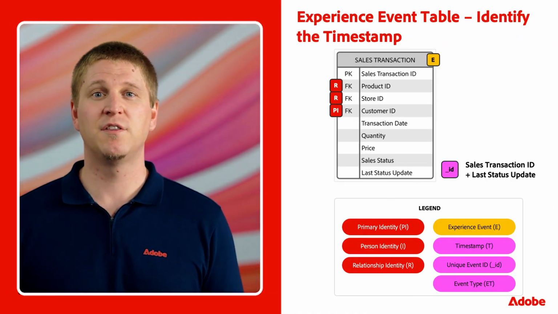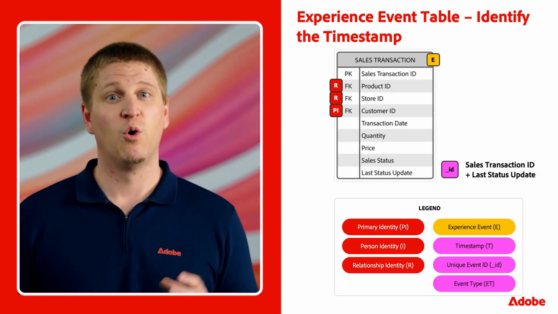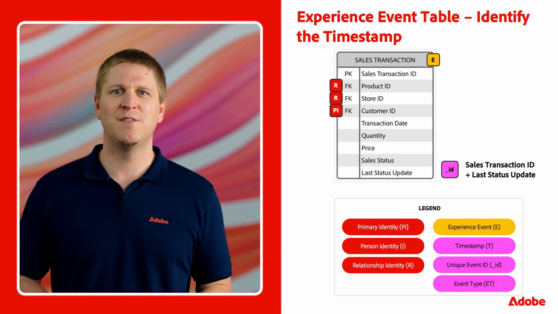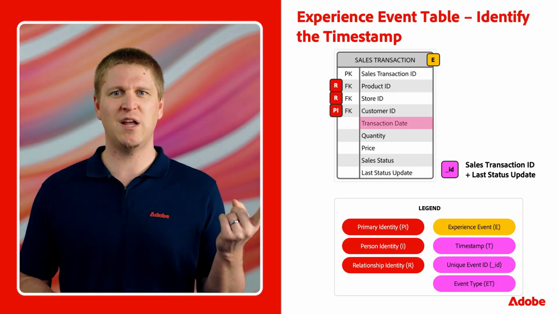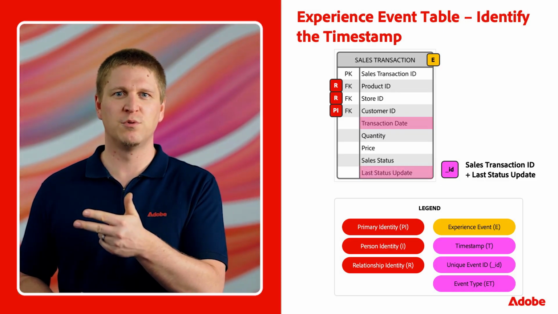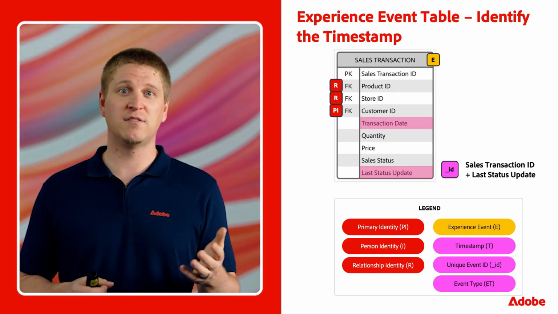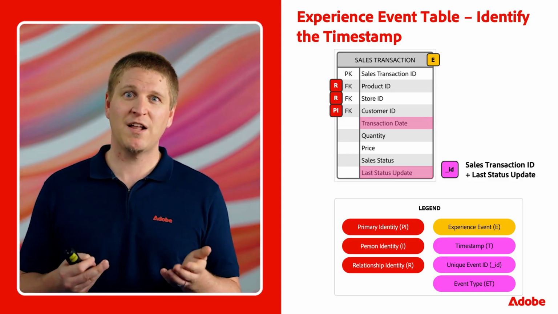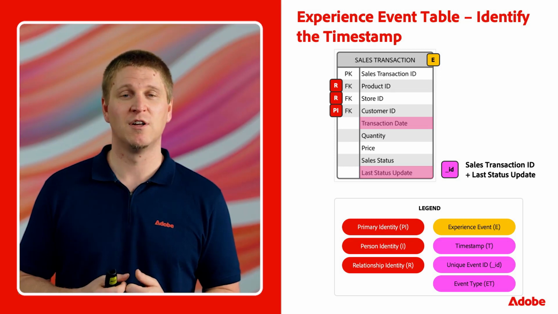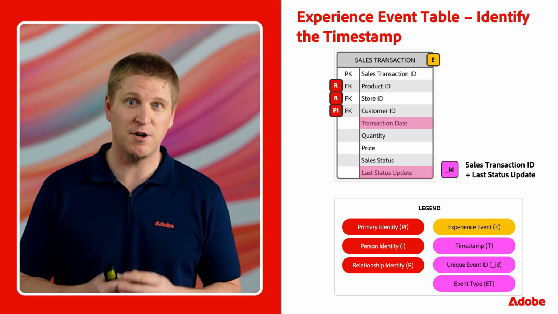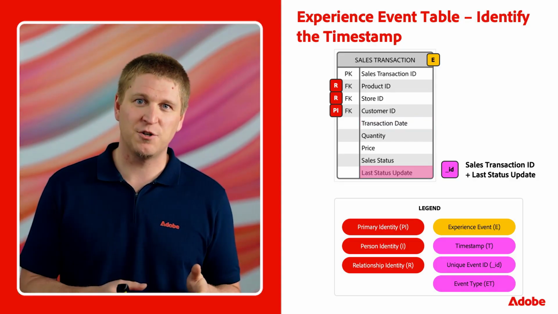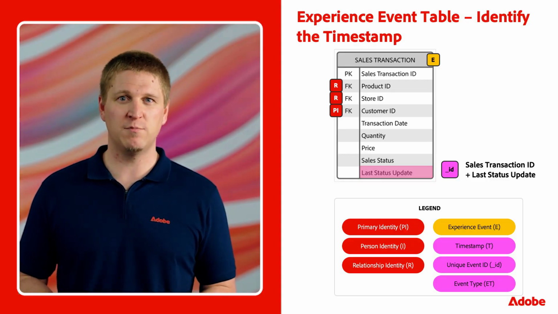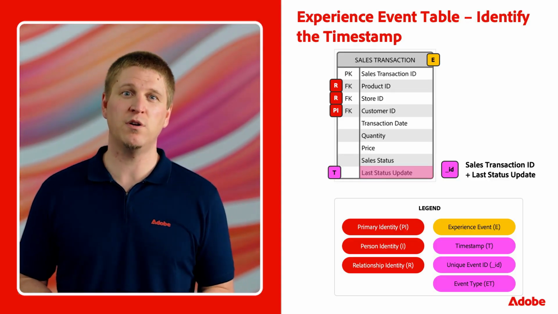Next, you need to identify the timestamp for when the event occurred. Once again, you'll notice the trap of mutable events. There are two dates present in the sales transaction table that you can use: transaction date and last status update. So which one do you use? Your gut is going to tell you to use transaction date because that's when the transaction occurred, which is accurate. But that's only accurate for the very first mutation of the event, or the first state of the event. The answer is actually to use the last status update because it will always update every time the record mutates. And so you should label this at this point with a T.